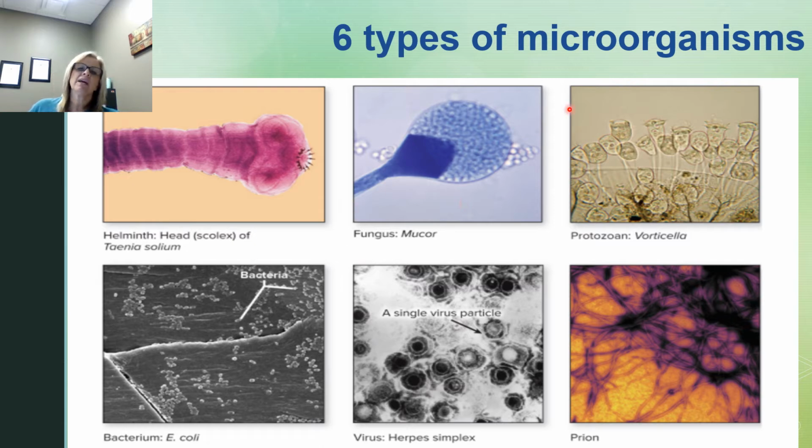Okay, this is a fungus, mucor. This is going to be a protozoan, all right. And then here we have bacteria, E. coli. We have a virus, which is herpes simplex, and we have a prion, which is just an infectious protein, which is kind of a weird type of thing.